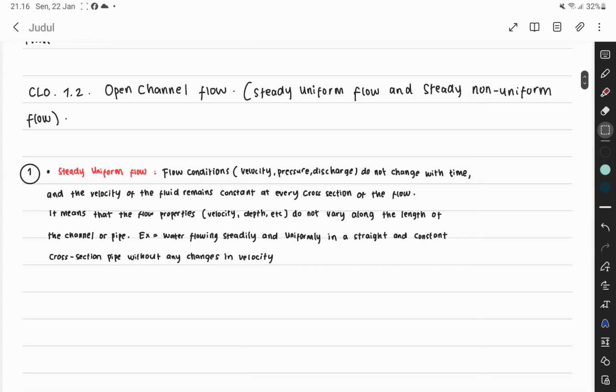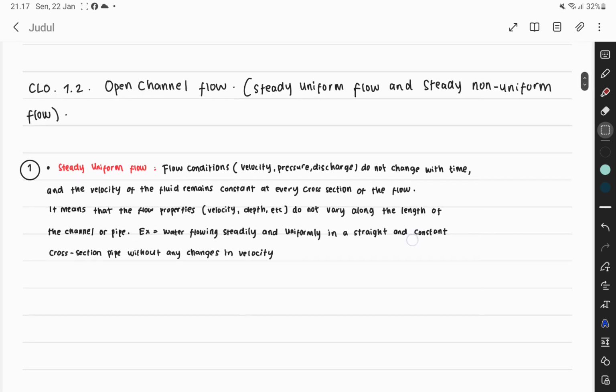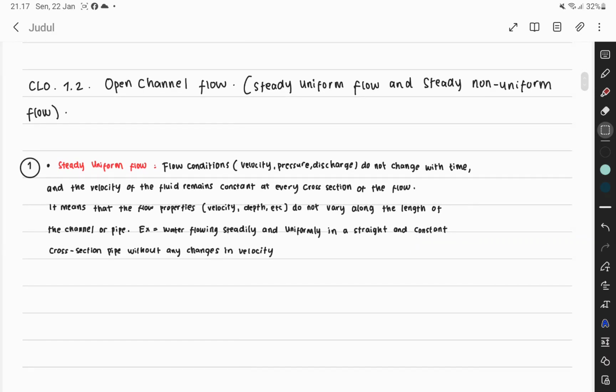For steady uniform flow, it means the flow conditions such as the velocity, pressure, and discharge do not change with time, and the velocity of the fluid remains constant at every cross-section of the flow. It means that the flow properties like velocity, depth, and others do not vary along the length of the channel or the pipe. For example, water flowing steadily and uniformly in a straight, constant cross-section pipe without any change in velocity.